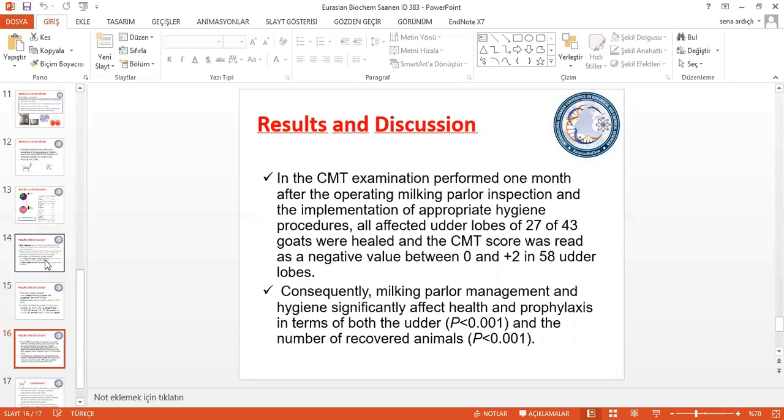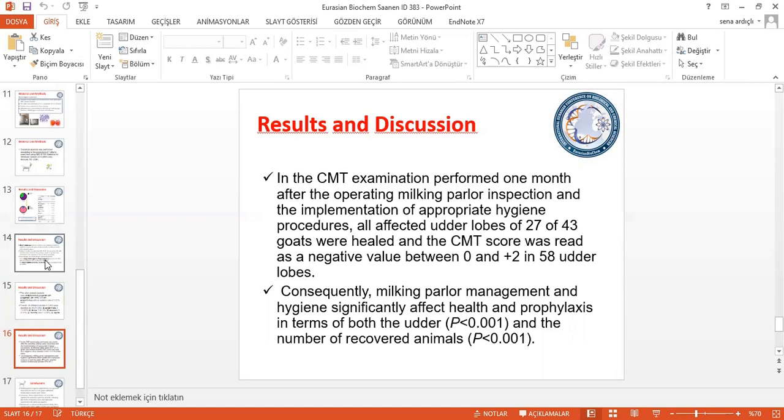In the CMT examination performed one month after the milking parlor inspection and the implementation of appropriate hygiene procedures, all affected udder lobes of 27 of 43 goats were healed, and the CMT score was read as a negative value between 0 and 2+ in 58 udder lobes.